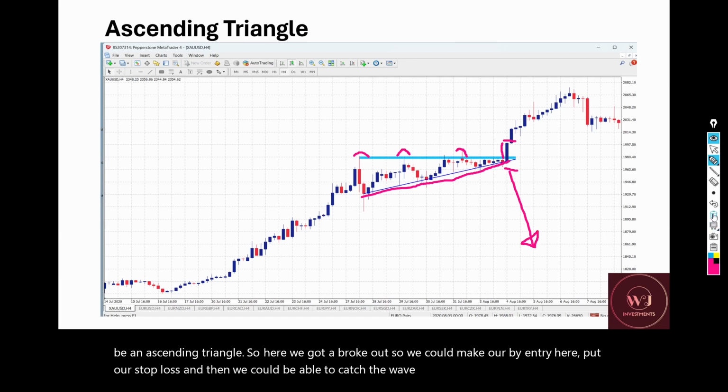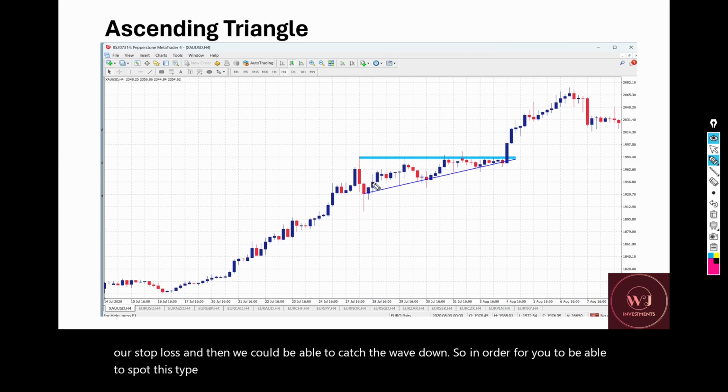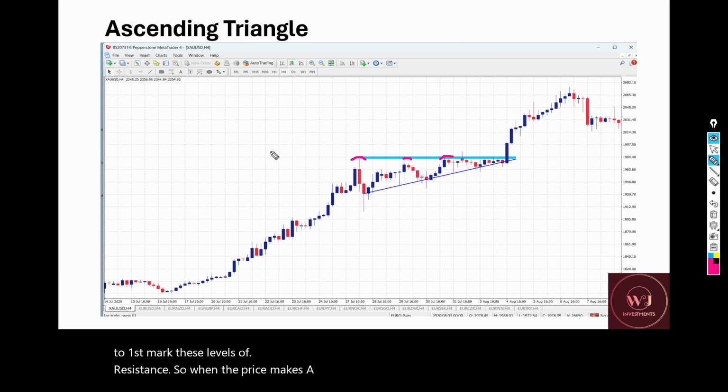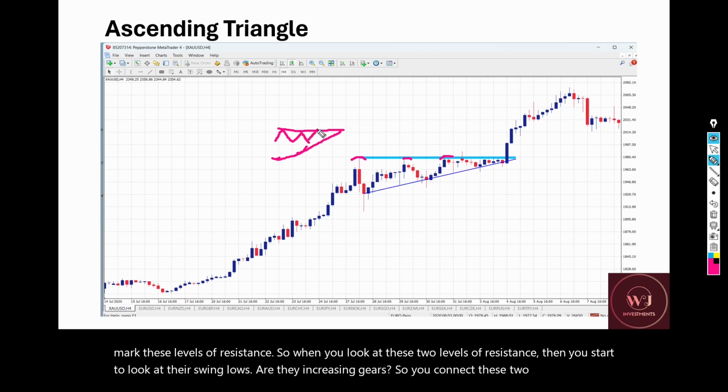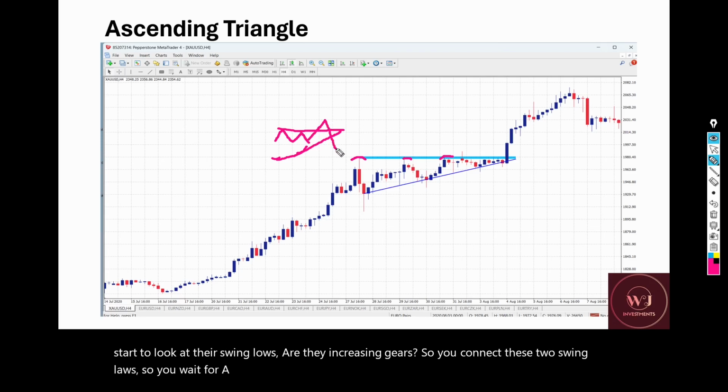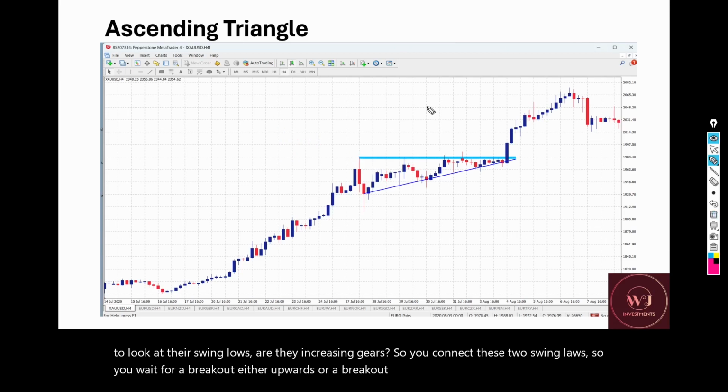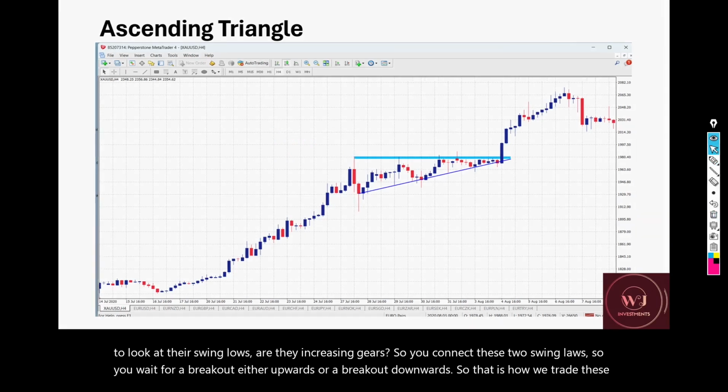So in order for you to be able to spot this type of triangle, as some people might not be able to spot it, you first have to mark these levels of resistance. When the price makes a minimum of two resistances, one, then two, you mark these levels of resistance. Then you start to look at the swing lows. Are they increasing? Yes. So you connect these two swing lows. Then you wait for a breakout, either upwards or downwards. So that is how we trade this ascending triangle chart pattern.